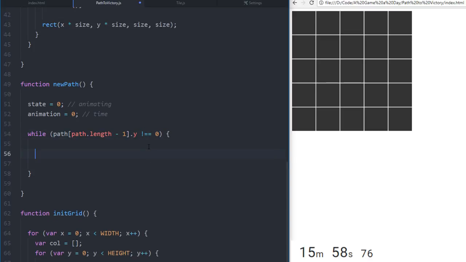means the last one has to be on the y value. So we can't go down when you say, we need a pool of possible moves. Var pool equals an array.